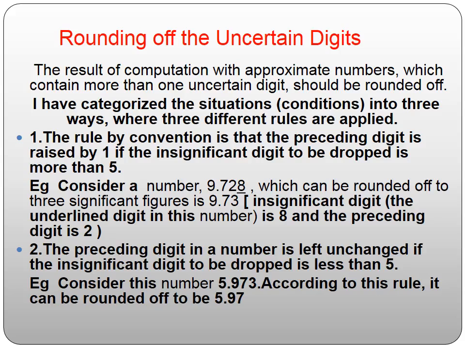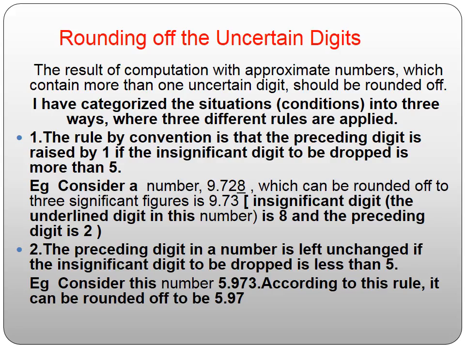Here, 8 is the insignificant digit which is to be dropped. It is greater than 5, so the preceding digit 2 should be raised by 1 to get 3. So the final number will be 9.73.